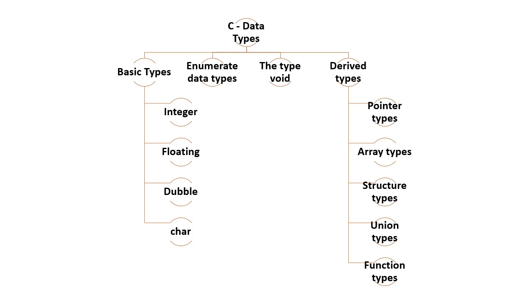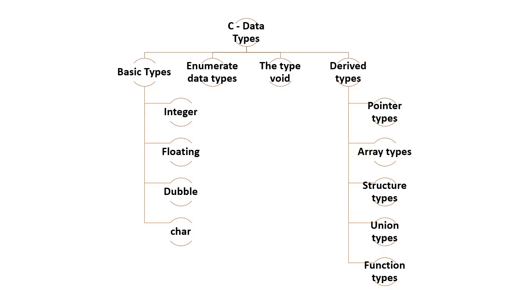Next is, what are data types? There are many data types used in C. Some are basic data types, some are enumerated data types, then void and derived data types. So we will see what the basic types are. Basic types consist of integer, floating point, double, and character.